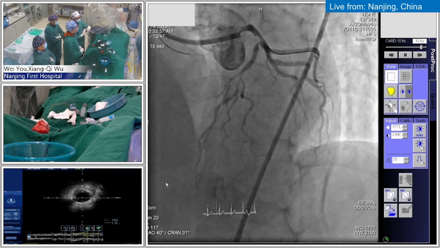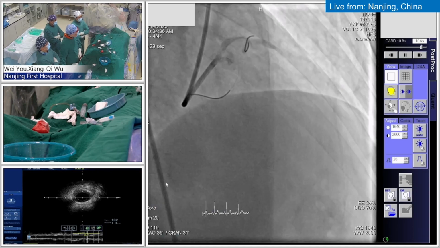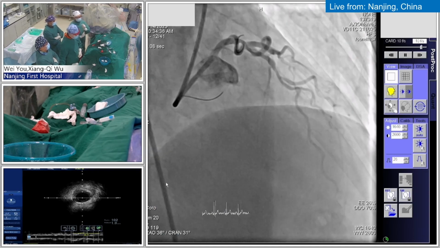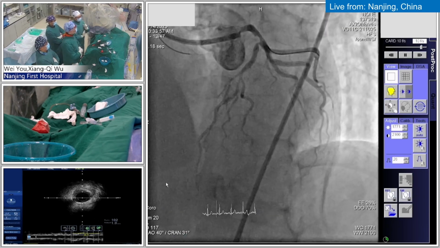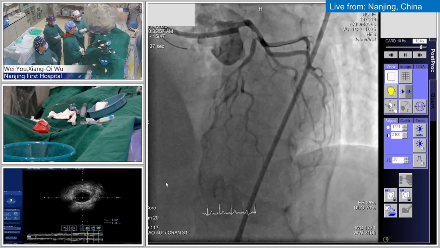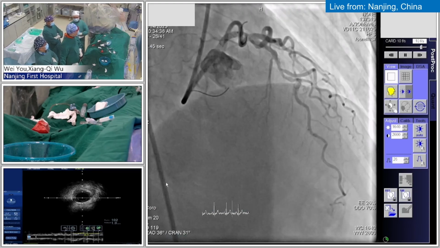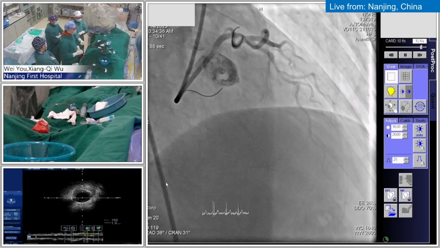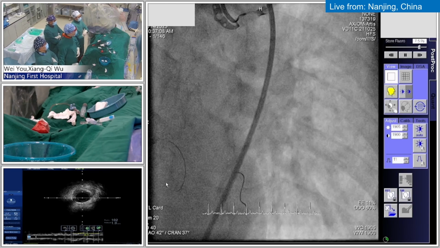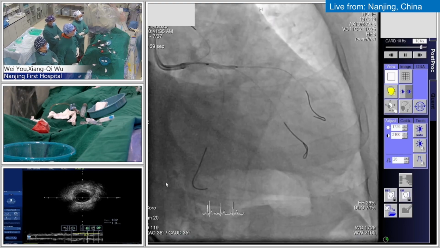So I'm very happy, and also very lucky, to have just used the Runthrough wire with a particular shaping: two bends, the first bend 1 millimeter and the second bend 3 millimeters, with more than 70 degrees of bending. Next, please. In this particular view, you can appreciate the very sharp origin of the LAD with the severe lesion right there. Probably it was in one of the RAO cranial views we had, but we'll continue.